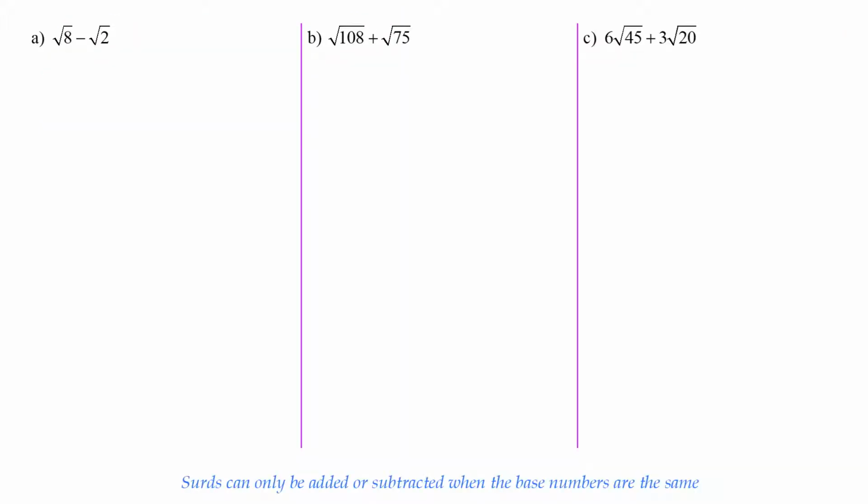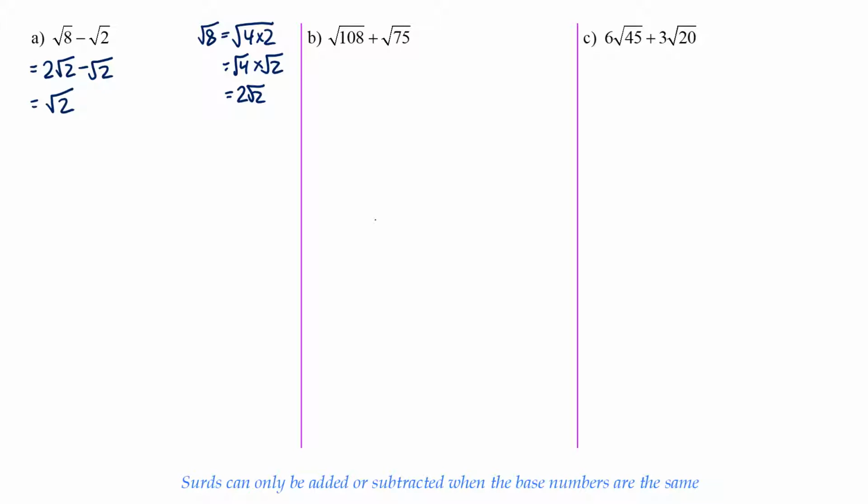Last lot, square root of 8 minus the square root of 2. I can simplify the square root of 8. So square root of 8 is going to be the square root of 4 times 2, which is square root of 4 times the square root of 2, which is 2 root 2. So I've got 2 root 2 minus root 2. 2 minus 1 is 1, so it leaves me with just 1 root 2.